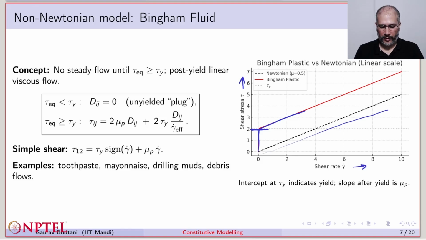So tensorially, we see that if the equivalent tau is less than a yield stress value, the rate of deformation is 0. It behaves like a solid. There's no continuous rate of strain. And then if the equivalent stress increases beyond the threshold value of yield stress, then the material starts showing a fluid-like behavior. An example of Bingham fluids is toothpaste. You may have noticed that when you try to squeeze the toothpaste out, in the beginning nothing happens, and then all of a sudden it starts squeezing out like a fluid.